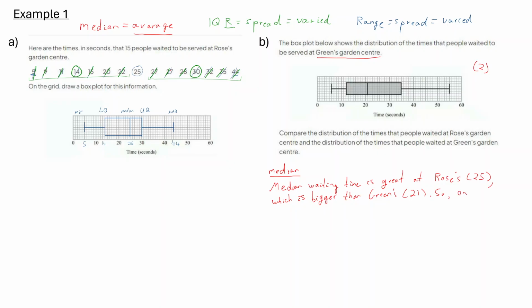so on average, there is a longer waiting time at Rose's. Okay, so what I've done there, which is really important, is I've stated the values, 25 and 21. I've said it's the median, and I've interpreted it in terms of the question. The median is a measure of average, so I've said on average, longer waiting times at Rose's, and that is a great answer. Okay, that's 1 mark.